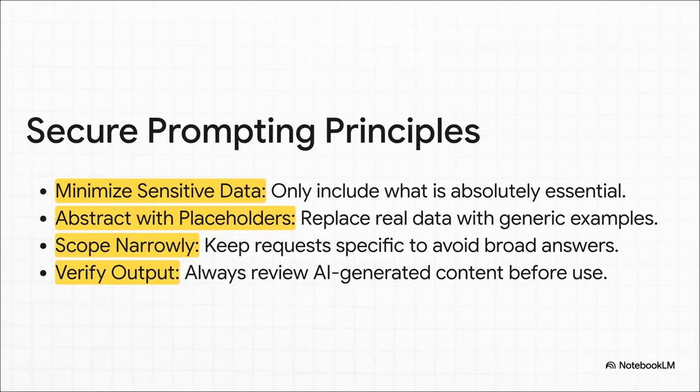So what do we do about it? Well, the guide gives us four foundational principles to live by. Number one, minimize sensitive data. If the AI doesn't absolutely need it, don't include it. Simple. Two, use placeholders to abstract your data. We'll get to that in a sec. Three, keep your requests narrow and specific to avoid accidentally giving away too much. And four, the final safety net: always verify the output before you actually use it.